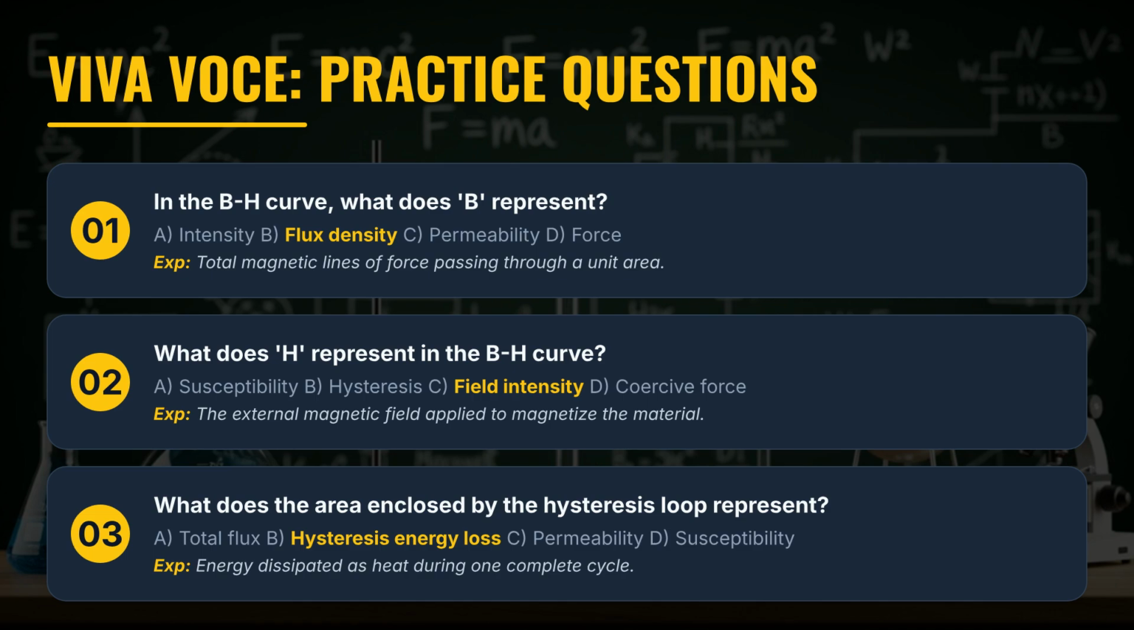Let's test your knowledge with some practice questions. First, what does B represent in the BH curve? It's flux density, the total magnetic lines of force through a unit area. Next, H represents field intensity, the external magnetic field applied. Finally, the area enclosed by the loop is the hysteresis energy loss.